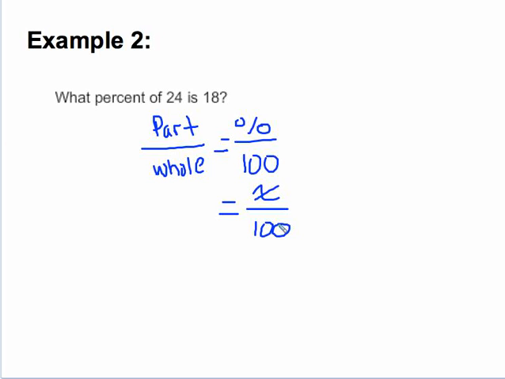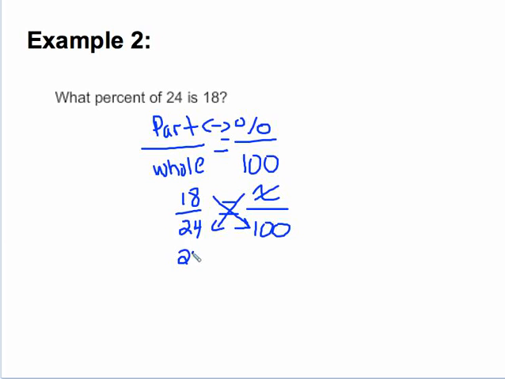So in the problem it says what percent of 24 is 18. Now sometimes the part will be larger than the whole if we're talking about markups and things like that, but in this case the part is the smaller one. It's going to be 18 because we're actually asking what part of 24 is 18, because the percent is always the part. Okay? So again, it's a proportion that we have to solve. So I'm going to cross multiply.